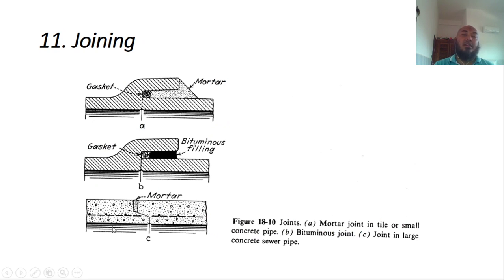This is like a cascade. This one is a pipe, this is another pipe, and this is mortar and the cascade. Cascade inside bituminous. This is good, and this is mortar.